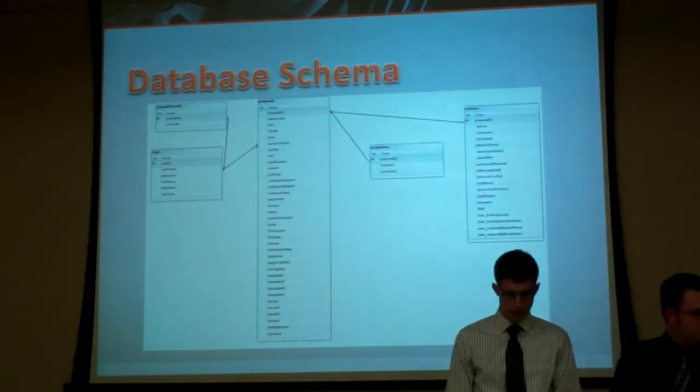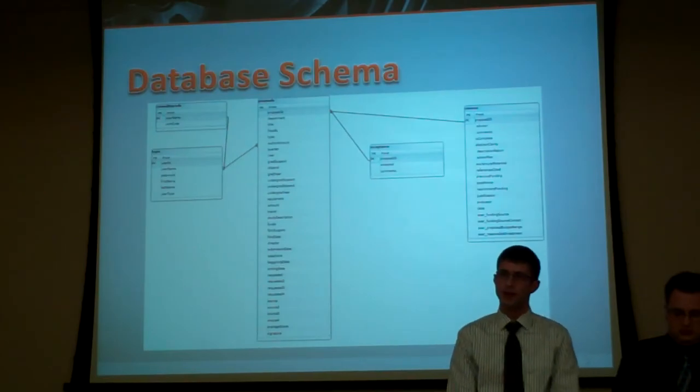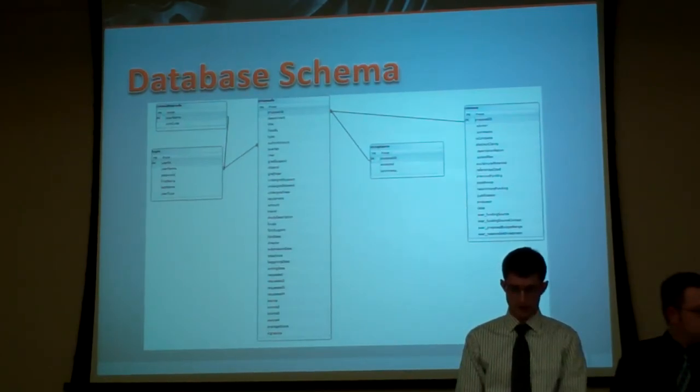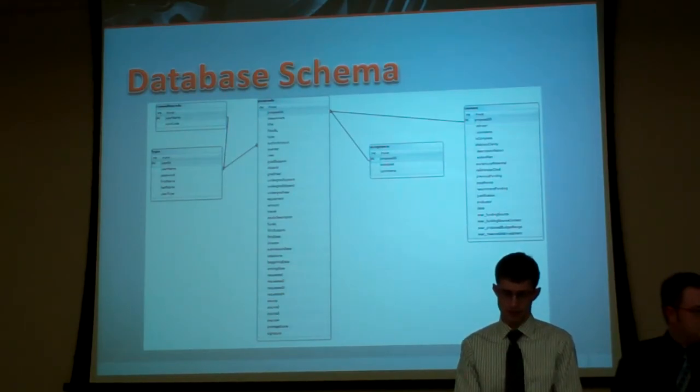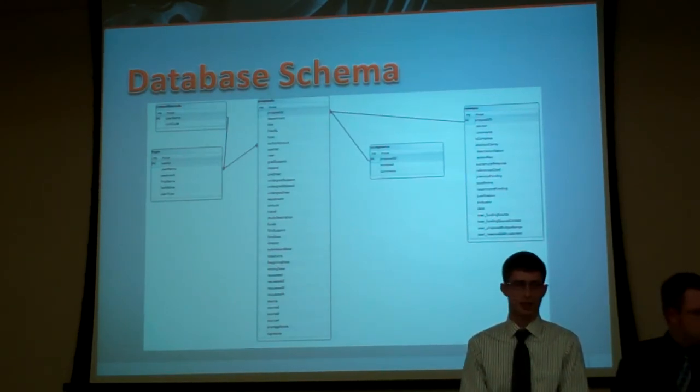So for the database schema, you can see that there were 2 new tables inserted, the reviews table and the acceptance table. Also, we did some renaming of different fields within the tables to make it a little bit more consistent and easy to follow. We reduced the complexity of the tables somewhat based on feedback from our last presentation. So that's our database schema.